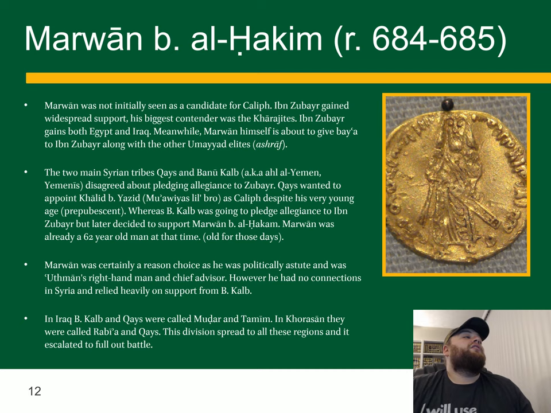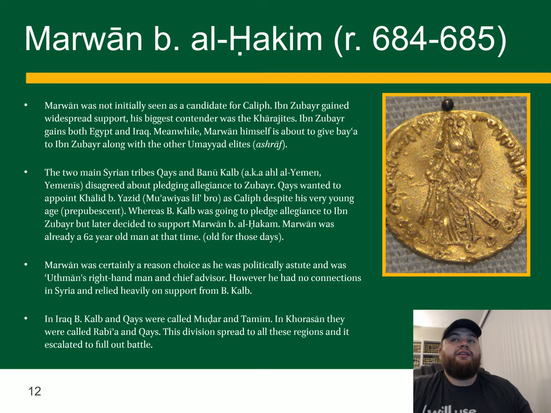Marwan was certainly a good choice because he did have a lot of political experience serving under Uthman and Muawiyah. But he didn't have the same connections that Muawiyah or Uthman had. And it was really just Banu Kalb that was supporting him. He didn't have the allegiance of Qais.